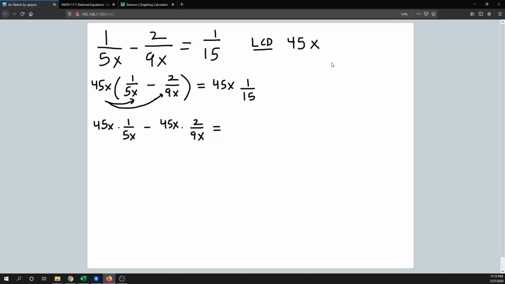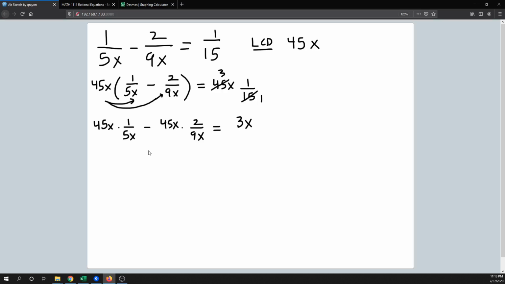On the right-hand side, we don't have to distribute because we only have one term, and we can reduce that, right? We know because 45 is the LCD that 15 is going to go into 45 3 times. So 15 goes into itself once, it goes into 45 3 times. So we have 3x times 1, which is just 3x, and that would be over 1, which I'm not going to bother to write because we can just write it more simply as just 3x.